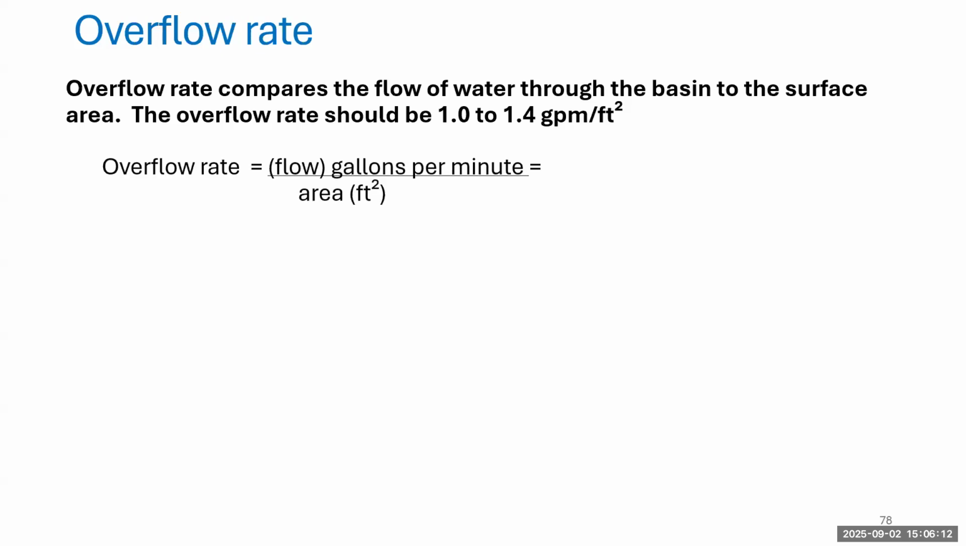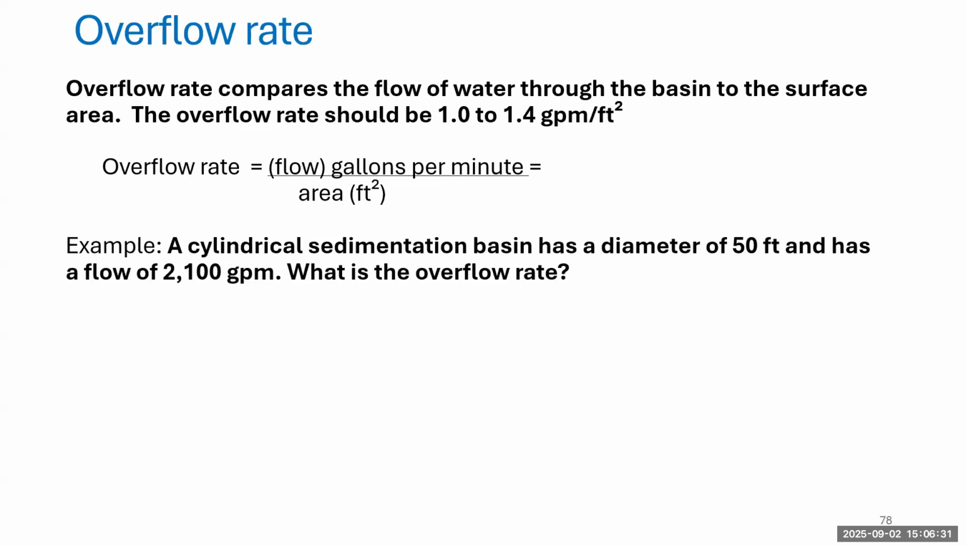of an equation. We have the overflow rate. We look at the flow in gallons per minute, and we're actually going to divide it by the area, the surface area of our sedimentation basin in square feet. So the gallons per minute per square foot. Sometimes this can be expressed as gallons per day per square foot. So we'll do an example here.